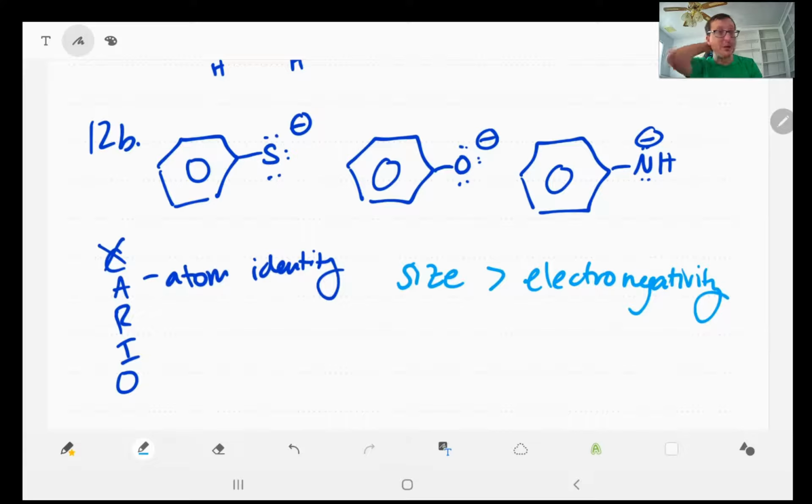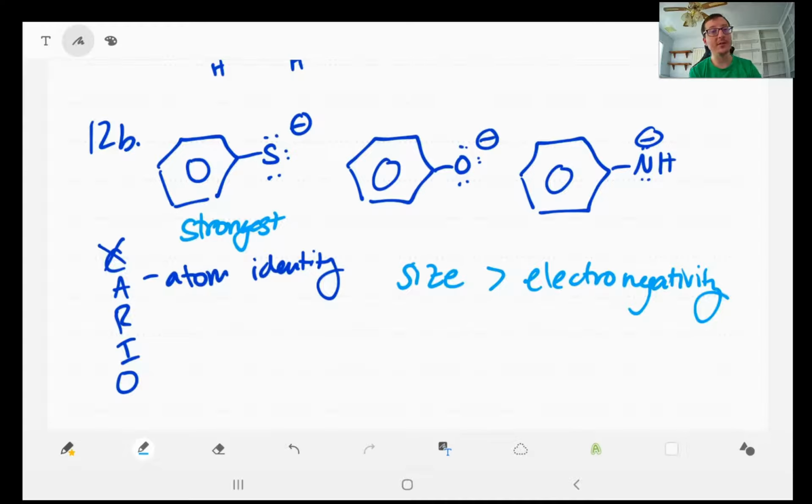And so for size, we're looking at which period in the periodic table these are in, which row. If we are comparing nitrogen, oxygen, and sulfur, we see nitrogen and oxygen are in period 2, sulfur is in period 3. Therefore, sulfur is biggest of these 3. That means sulfur, the one with the SH on it, is going to be our strongest acid. After size, then we look at electronegativity.